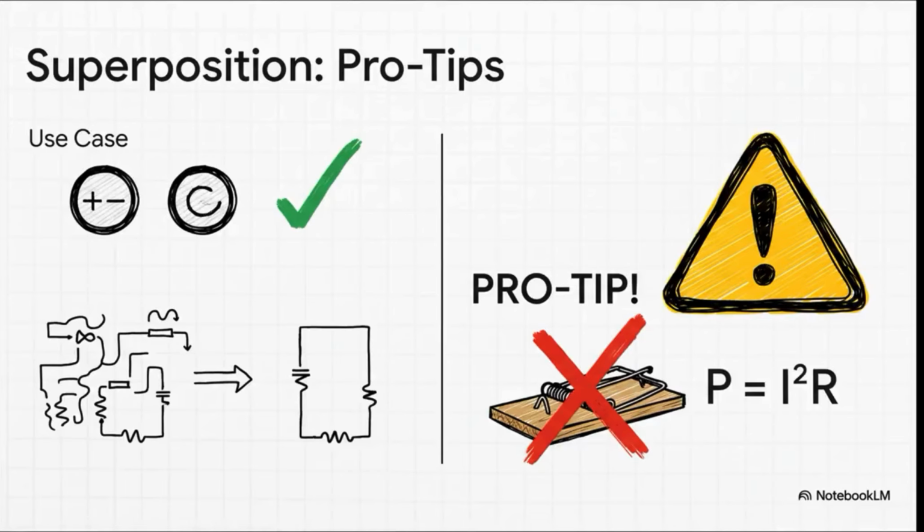But, and this is a huge pro tip, so listen up, this is the one that will save you from a really common mistake. You can never use superposition to calculate power directly. Power formulas are nonlinear, so you absolutely must solve for the final total voltage or current first, and only then do you calculate power. You've got to memorize this. It's a classic exam trap designed to catch you off guard.